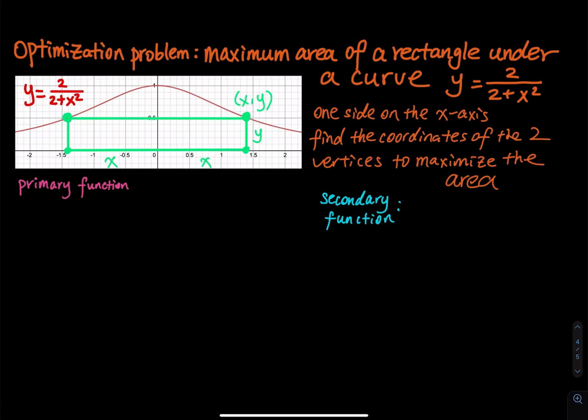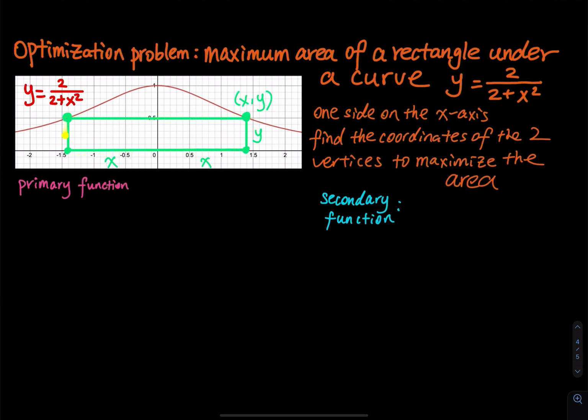This optimization problem is about finding the maximum area of a rectangle under a curve of y equals 2 over 2 plus x squared. So we have a function, y equals 2 over 2 plus x squared, and the graph of this function looks like a bell. And then what we are trying to do is construct a rectangle under the curve.